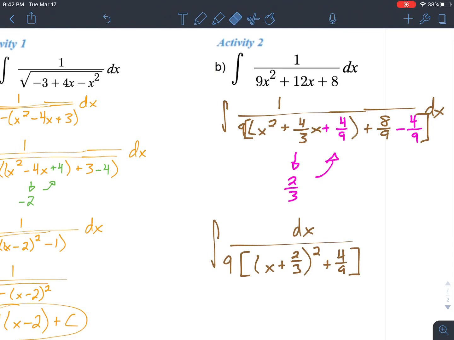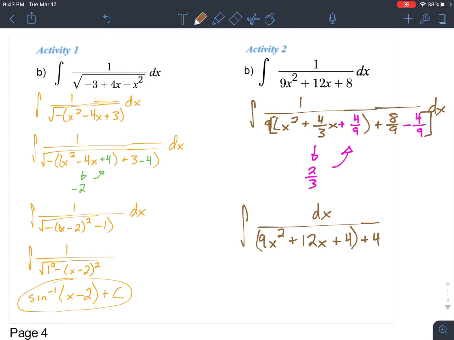And let's see. You know what? I actually did something wrong here. Instead of that, what we should do is distribute the 9 back in before we factor. So by distributing the 9 back in, we're going to get 9x squared. Then the next part, 36 over 3, is going to give us 12x. Then 9 times 4/9 is going to give us 4. And then the last part is we're going to get a plus 4 at the end.